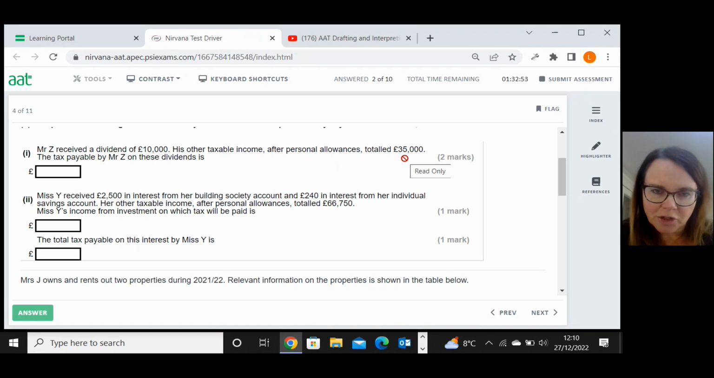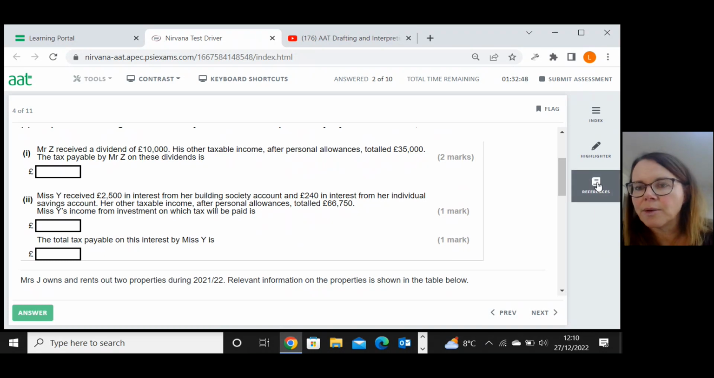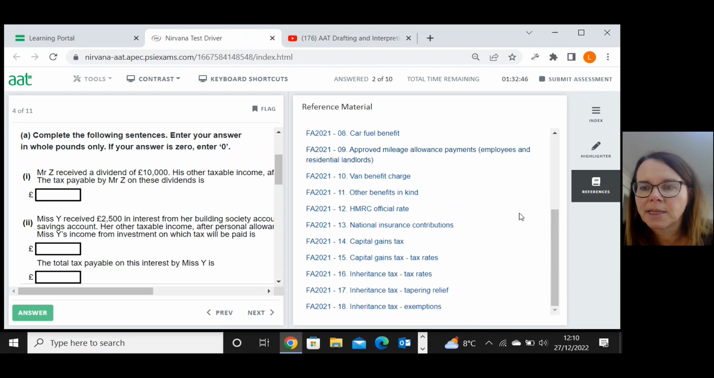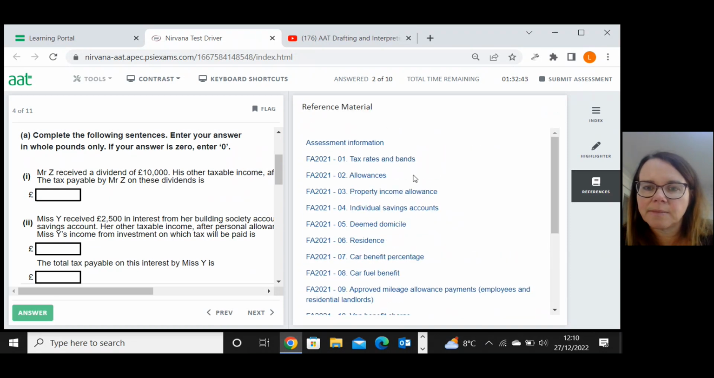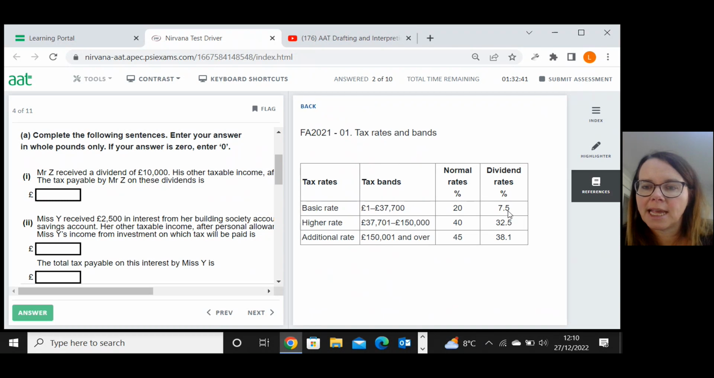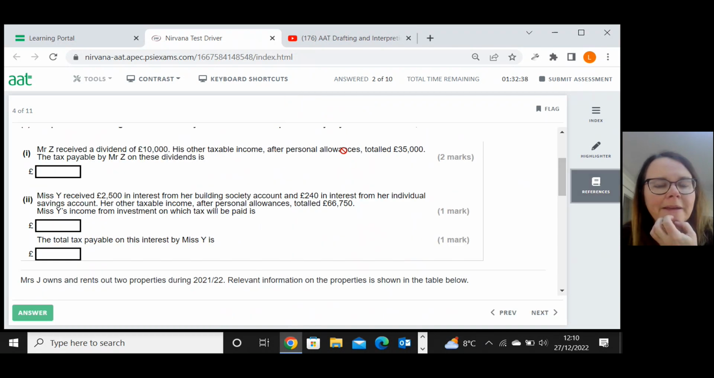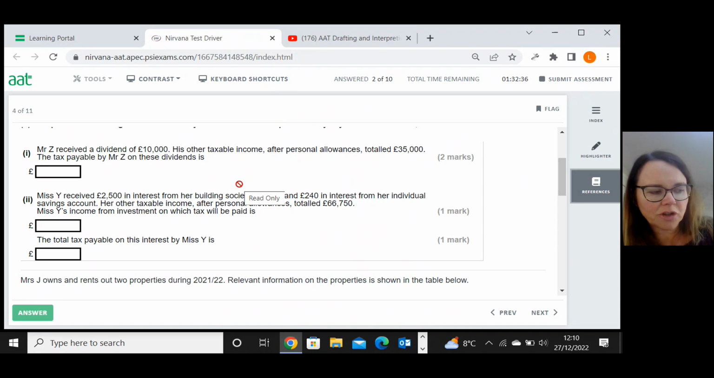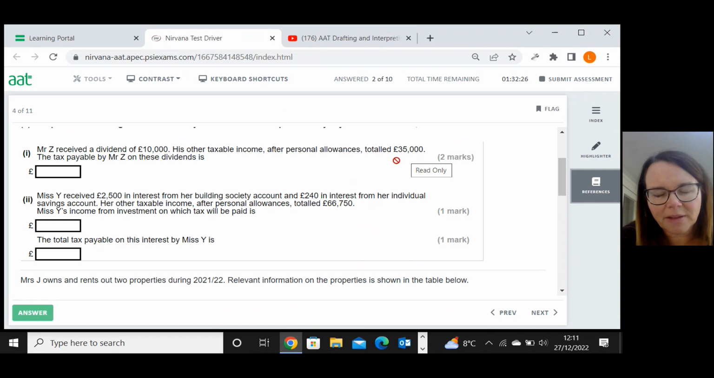So that 700 will be taxed at the basic rate for dividends, which is 7.5%. If you're not sure, you can double check here. So I've got 700 at 7.5%, which is £52.50. That means I've now accounted for £2,700 worth of my dividend income.